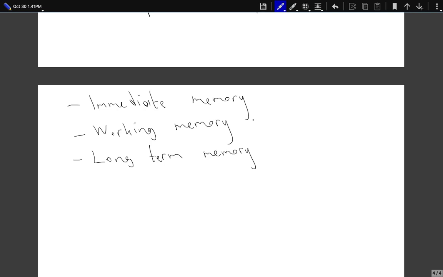Now, immediate memory is something that you use right away and forget right away. Like when somebody is giving you a phone number, you just dial the phone number, but once you have dialed the phone number, you just don't remember the number. That is what's called the immediate memory.